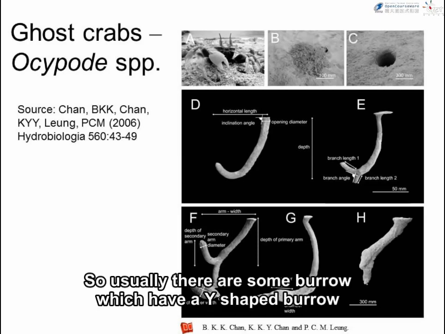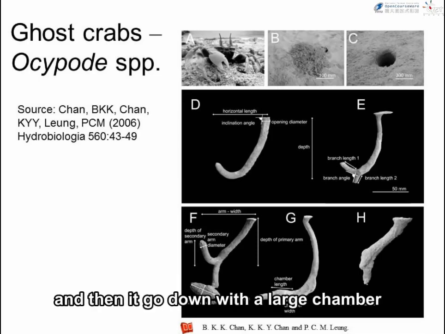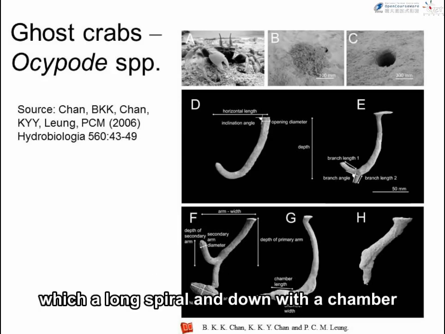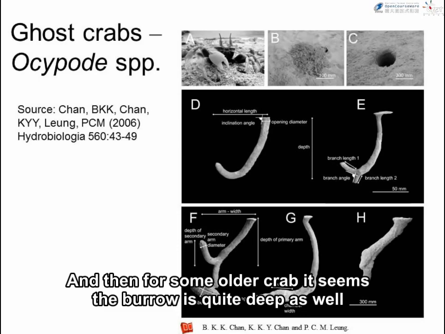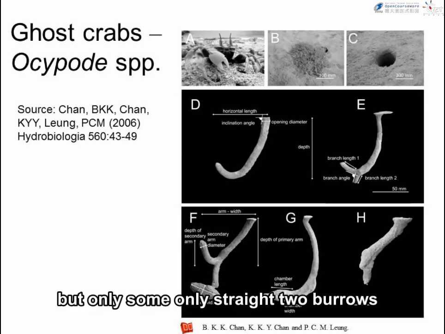Usually, there are some burrows which are Y-shaped, and only one end of the Y will extend to the surface, and then it goes down and ends with a large chamber. Another shape is a spiral burrow, which is a long spiral ending with a chamber. So it seems larger crabs have a big chamber for them to hide during the daytime. And for some older crabs, the burrow is quite deep as well, but only a straight tube.